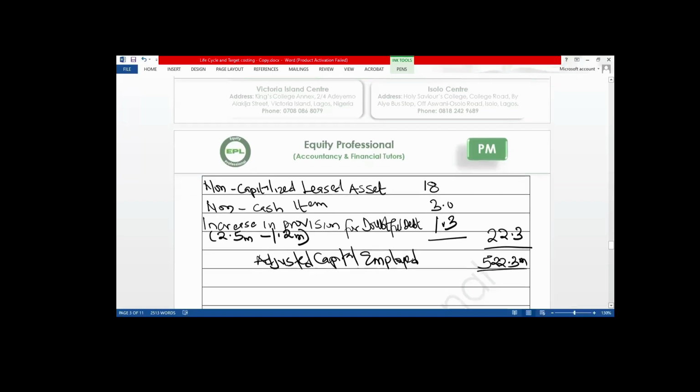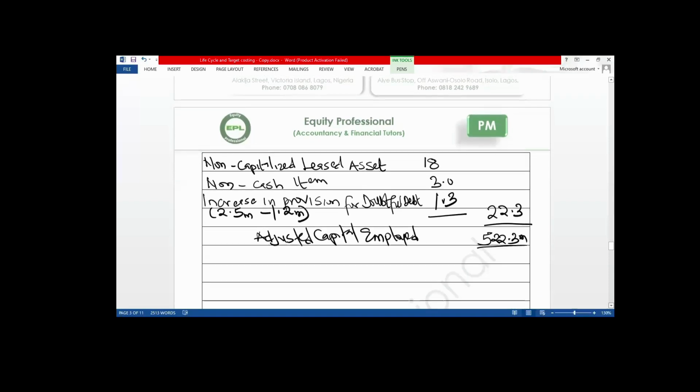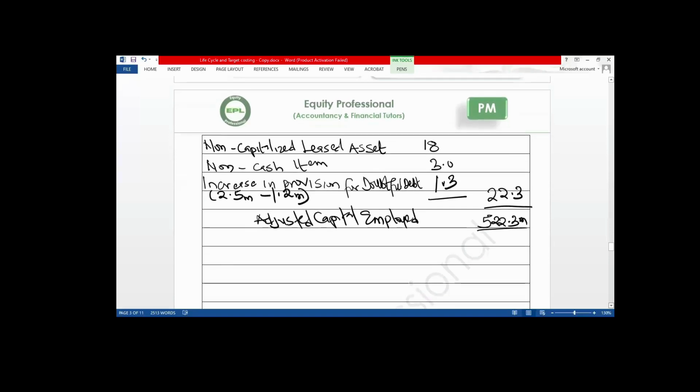You are done with working 2. Then the last working, working 3: calculation of weighted average cost of capital, WACC.